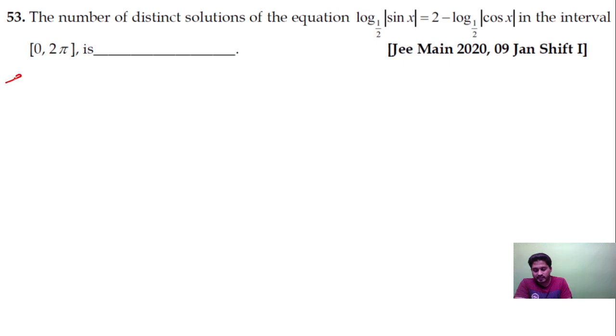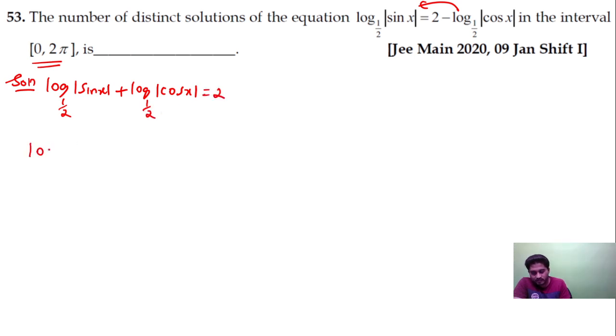Again an integer type question, fill in the blanks. How many solutions are there? Number of distinct solutions in the closed interval 0 to 2 pi. I shift on the left side. So this is log of modulus of sin x to the base half plus log of modulus of cos x to the base half is equal to 2. Log m plus log n is log m into n, so you get log to the base half of modulus of sin x into cos x is equal to 2.